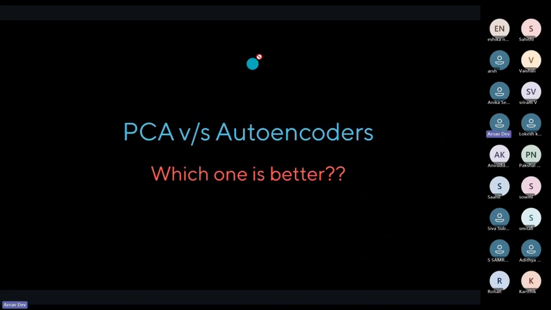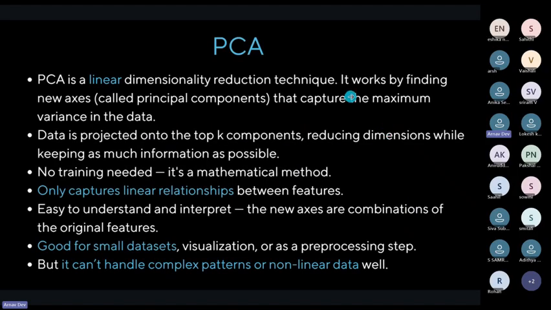Yeah. So right now, let's move on to the other part of the presentation, which is PCA versus autoencoders. Which one is better in this case? First of all, I'll just do a quick recap about PCA. PCA is a linear dimensionality reduction technique. You find new axes like PC1, PC2 in such a way that they capture the maximum variance in the data, and you project the data from, say, five dimensions into 2D space. That's what PCA is used for.